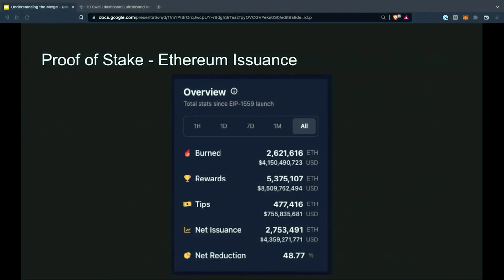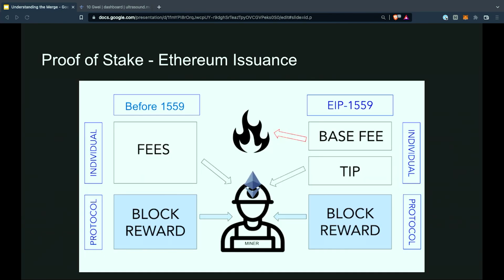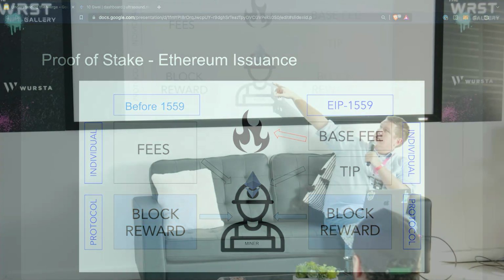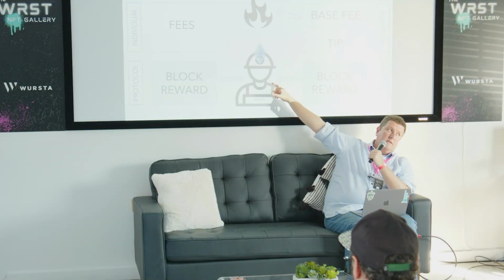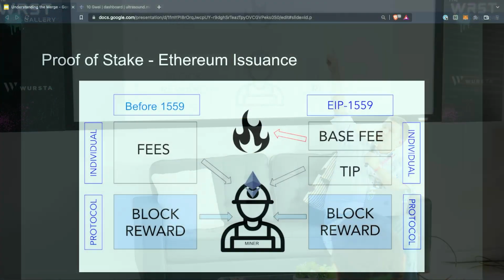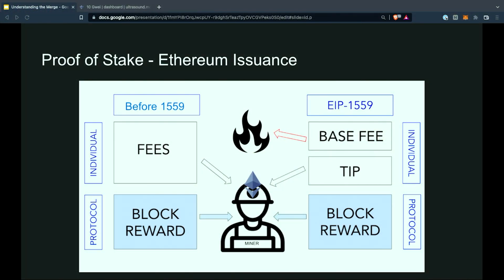So yeah, here I was just kind of breaking it down. This is from a website called Watch the Burn, and they were showing that since EIP 1559 was launched, the net reduction in overall Ethereum generated was 48%, and that's pre-merge. What is EIP 1559? Yeah, EIP 1559 was exactly changing the fee structure. So instead of all the fees going to the miners, what happens is the base fee, which is for network operations, gets burned. That's the fundamental difference.